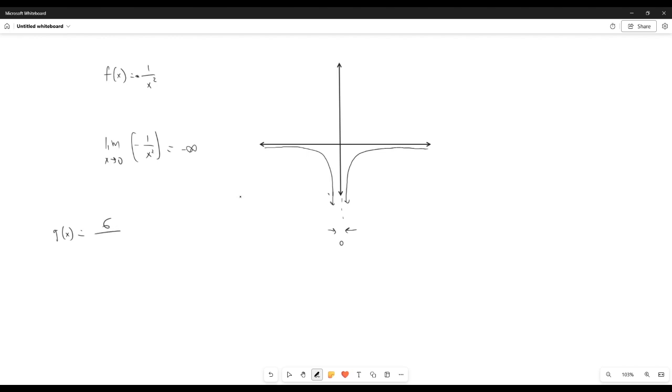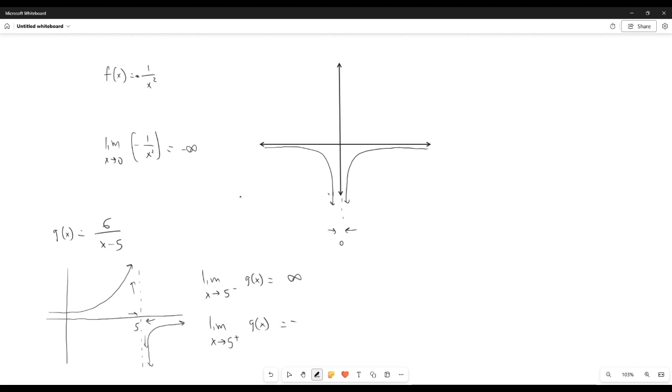Let's take a look at some examples. Let's find the infinite limits of 6 over x minus 5. First, graph the function. Based on the graph, we can see that from the left, the function increases without bound. So the left side limit approaches infinity. From the right, the function decreases without bound. So the right-hand side limit will approach negative infinity.